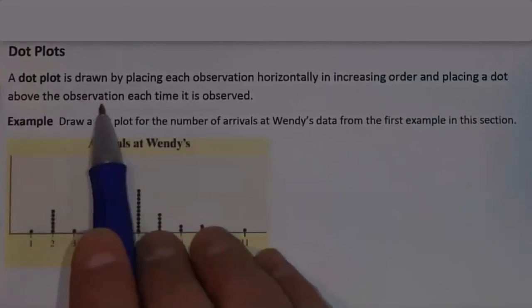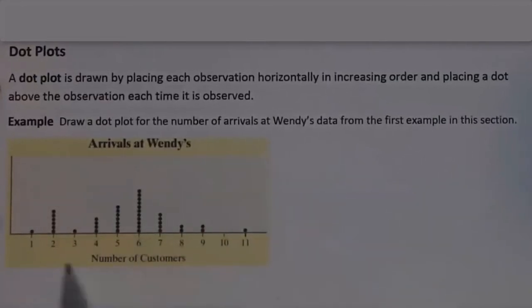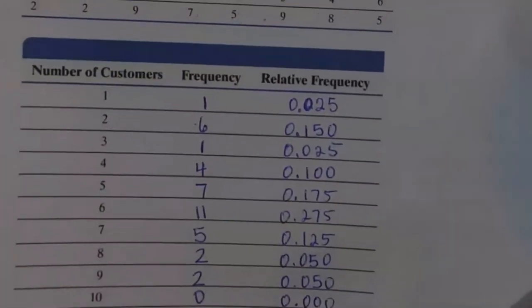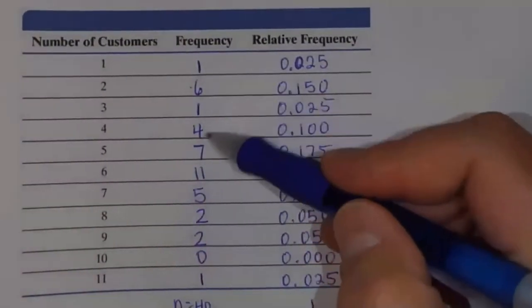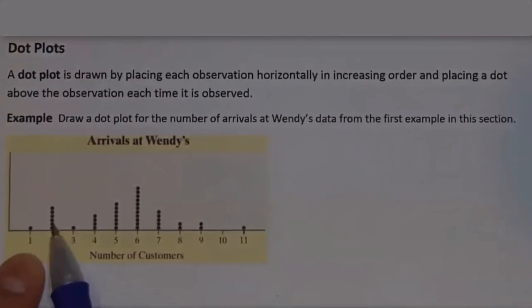and placing a dot above the observation each time it's observed. For example, this plot right here is from the Wendy's data that we used as our first example in section 2.2. So we had our Wendy's data here. The data value 1 occurred once, so it has 1 dot above it. The data value 2 occurred 6 times, so it has 6 dots above it. The data value 3 occurred once, so it has 1 dot above it.